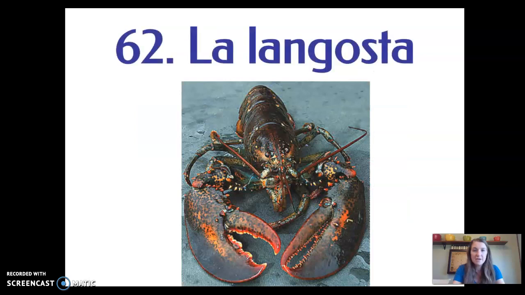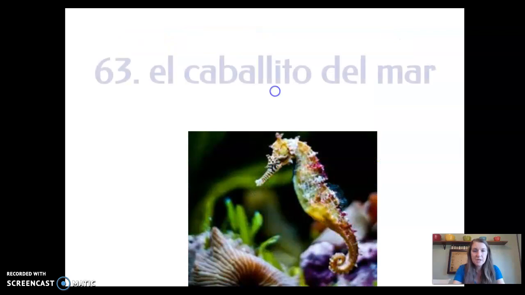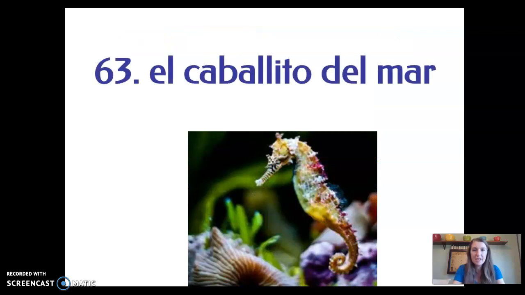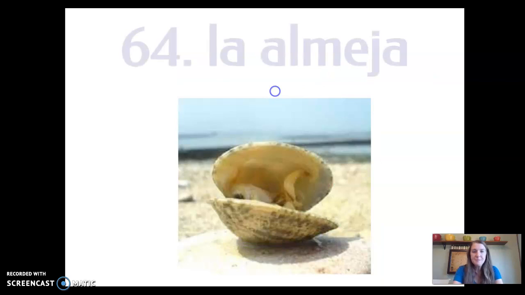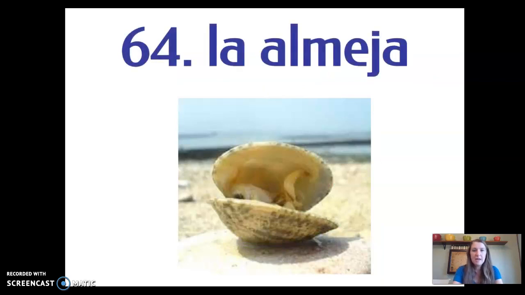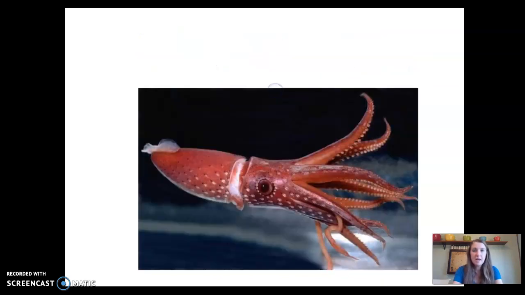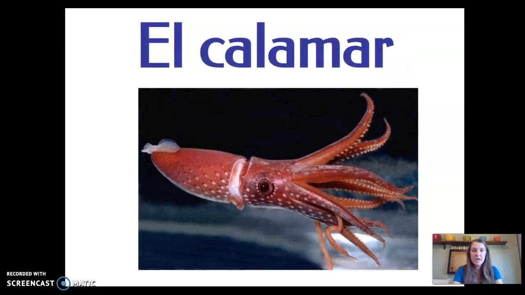Lobster. La langosta. Cute little seahorse. El caballito del mar. So remember, caballo is a horse, so caballito is a little horse, right? So I think these are actually pretty tiny in real life. So el caballito del mar, seahorse. The clam, la almeja. And this is a squid. It sounds like calamari. Oh, this one doesn't have a number. El calamar.